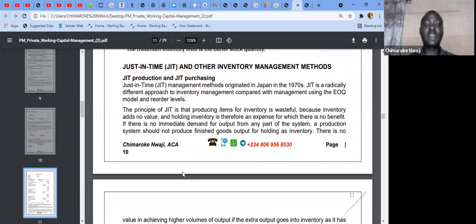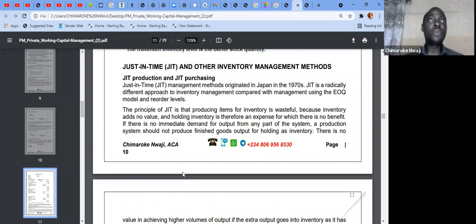I'll just talk briefly about just-in-time production and just-in-time purchase. The just-in-time management method came from Japan in the 1970s. And now this is a radical approach to inventory management compared to what we are doing in EOQ and the reorder levels. Now, the principle of just-in-time is that they want to avoid waste. And they say inventory is wasteful.